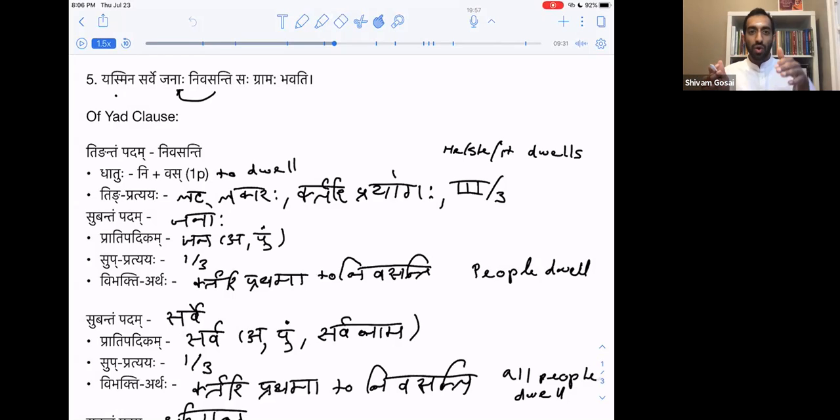So what is qualified by the yad clause is giving more information about the saha there, which refers to grama. So that village is being told. What is a village is being told in the whole previous part of that sentence. In which or where all people, sarve janaha, dwell or stay. That is a village. Okay.